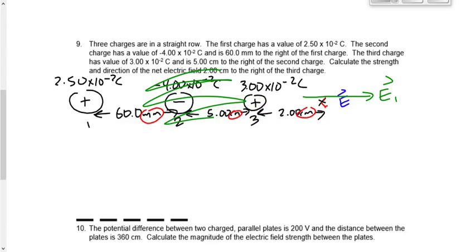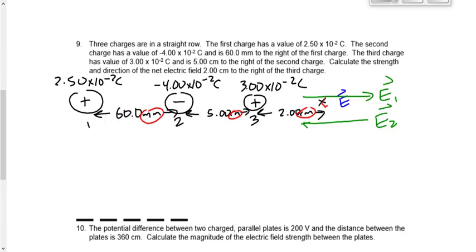Now, what about the field caused by charge 2? Which way is it? Right, left? It's going to be to the left. And how come? Because it points toward a negative. The field always points away from a positive producer and points toward a negative producer.